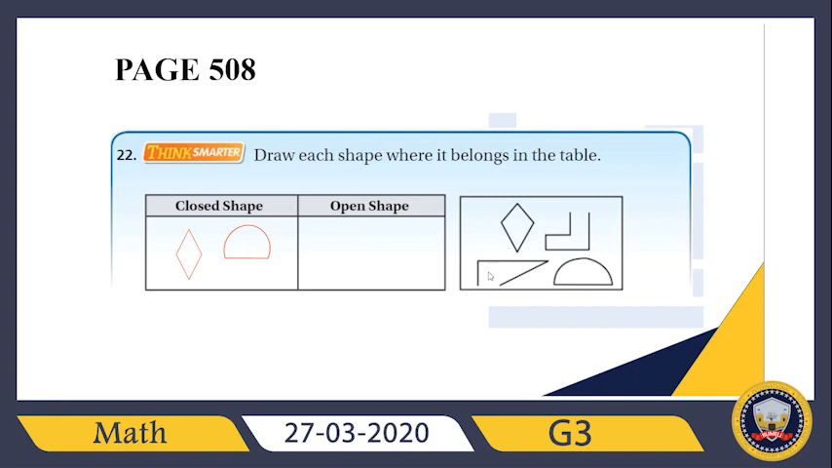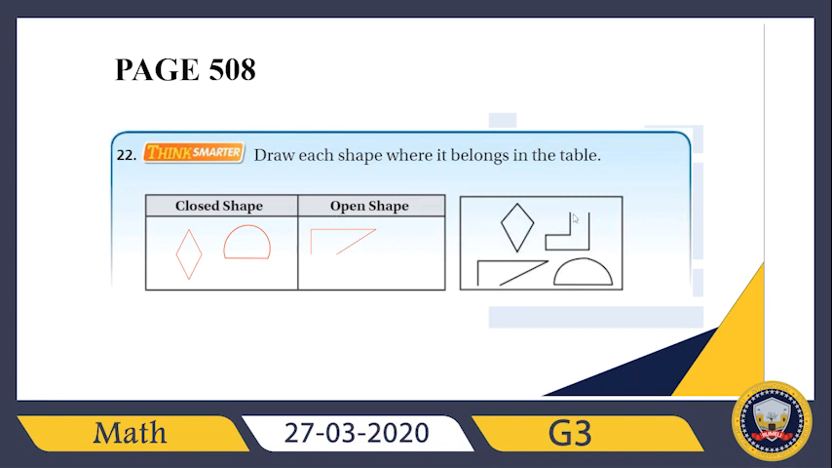Good. What about the others? For example, this one. I'll start from here. Let's track the line segments and it finishes here. This is my end point and this is my starting point. In this situation, I know the start and end points are different. If they are different, it's an example of an open shape. So you can draw it in this category.